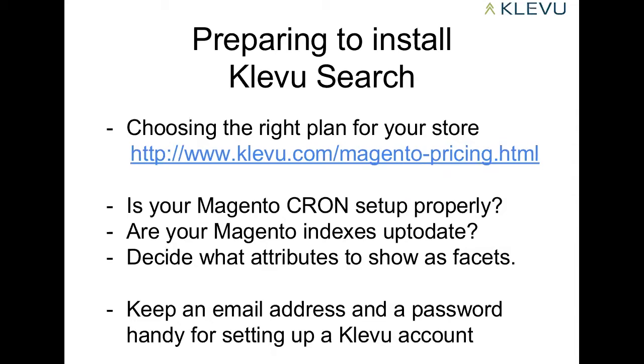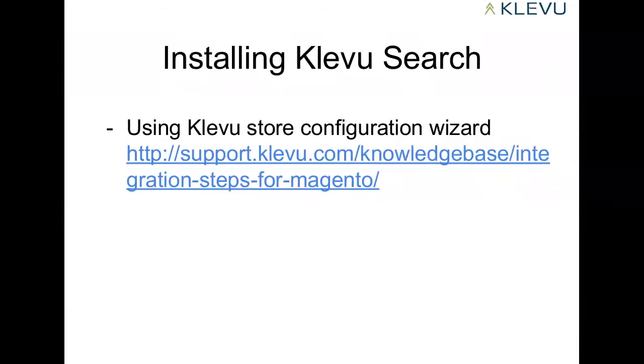Okay, so once you have this information, the next thing is, how do you install Klevu Search? The plugin for Klevu Search is available in Magento Connect. You can go there, you can download the extension, and you can install it in a similar way to how you install other plugins. There's a guide available on our website.